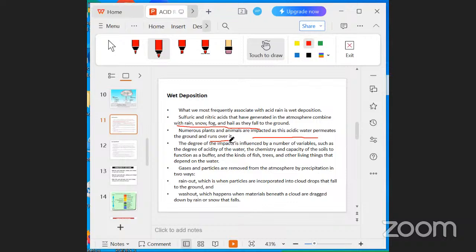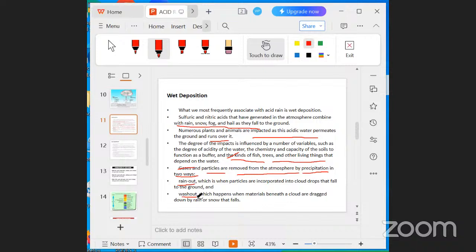The degree of the impacts is influenced by a number of variables such as the degree of acidity of the water, the chemistry and capacity of the soils to function as a buffer, and the kinds of fish, trees and other living things that depend on the water. And gases and particles, those are removed from the atmosphere by which one? Precipitation. Through two ways, right? Two ways. Those are rain out and wash out.